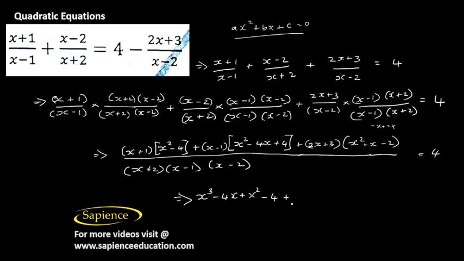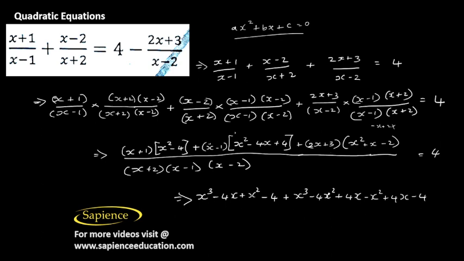Next, x minus 1 into x square minus 4x plus 4. First, let's multiply this with x only. So x into x square, x cube; x into minus 4x, minus 4x square; x into plus 4, plus 4x. Then let's multiply with minus 1 now. So minus x square, minus into minus, plus 4x, and minus 4.